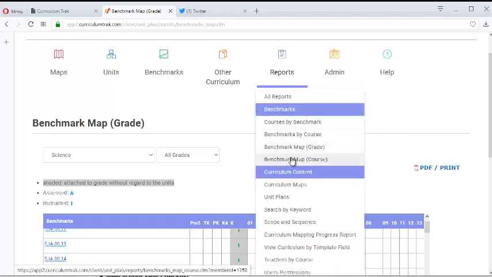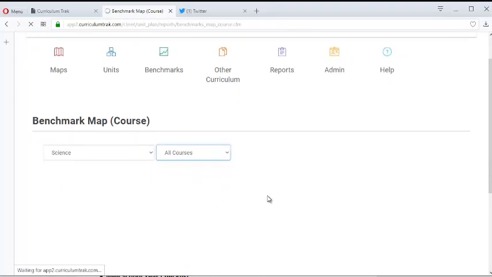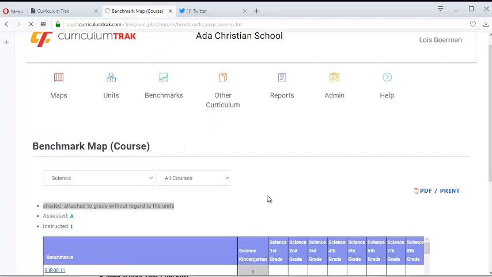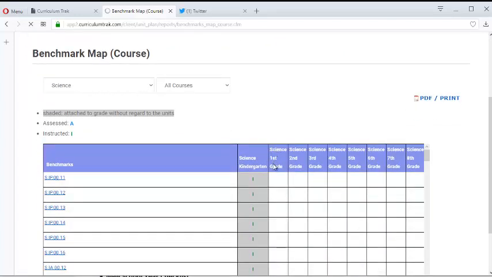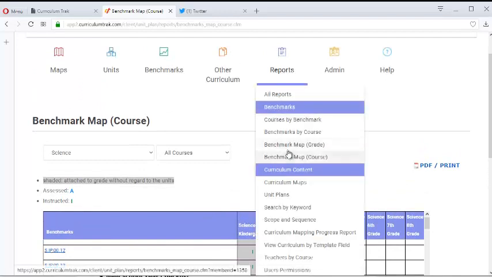The last report that I want to cover is this very same map, but instead of looking at it from grade levels, it looks at it from courses instead. And it's going to look very, very similar to the grade level one. Just instead of grade 1, it's going to say science first grade and so forth. This report probably is a little bit more useful in the high school grades, whereas I would say the benchmark by grade is more relevant in elementary classes, and this is probably more relevant in the high school.